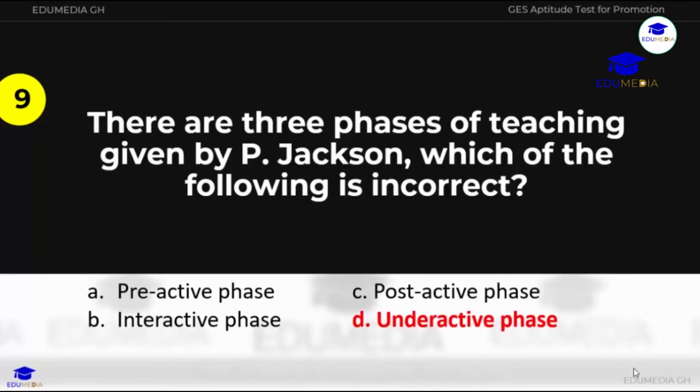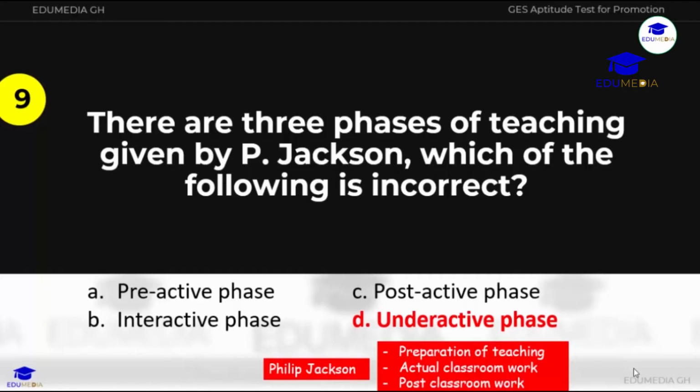Underactive phase. Philip Jackson was a renowned scholar. His teaching methodology focused more on children. He formulated a model of teaching that is divided into 3 phases. You have the pre-active, that's about the preparation of teaching. We have the interactive phase, that's the actual classroom teaching, and then the post-active phase. Post-active phase involves determining the tools to check for the achievement of intended learning outcome.